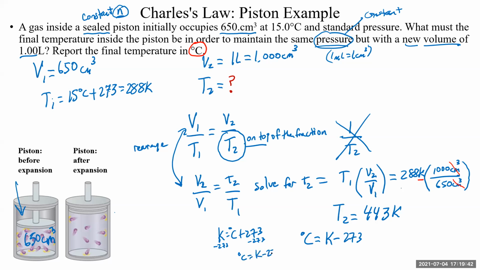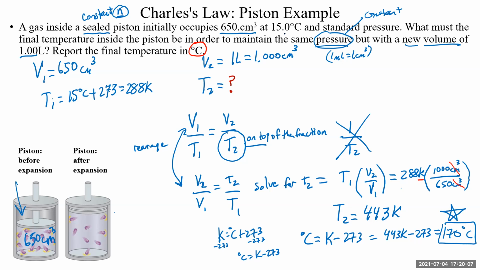Kelvin minus 273. So that's 443 kelvins minus 273, which is going to equal 170 degrees Celsius, if I did my math right. Let me just double check myself here. Yeah, 170 degrees Celsius, and that is our answer.